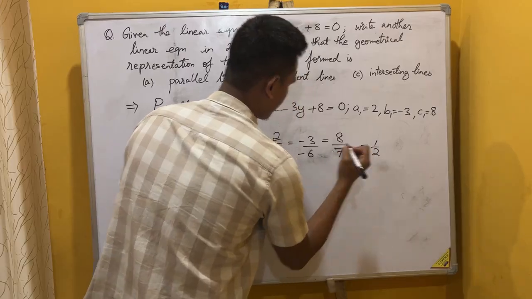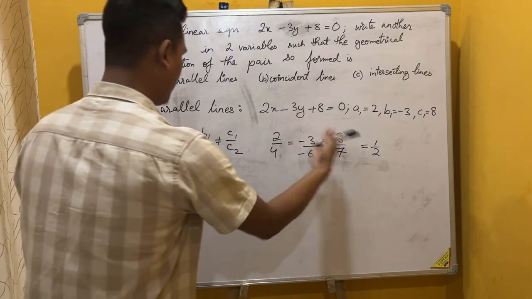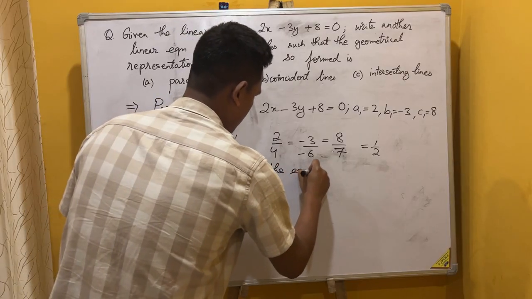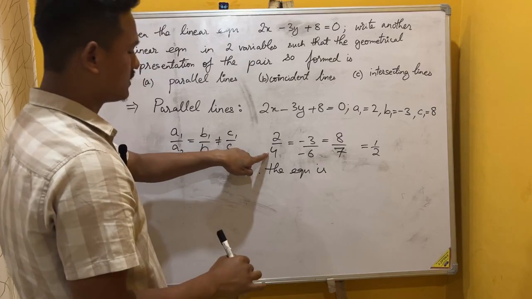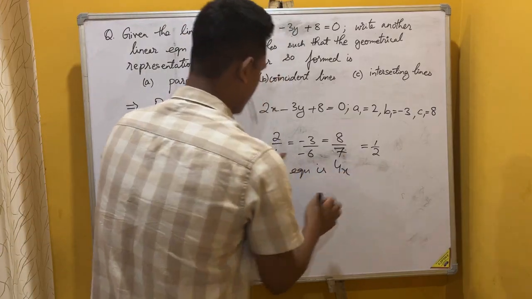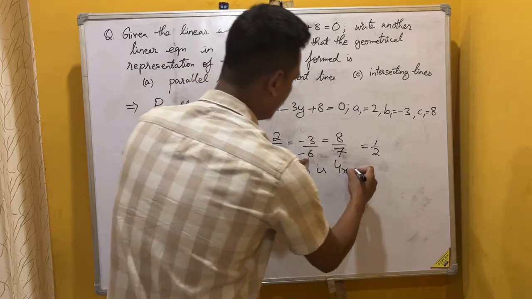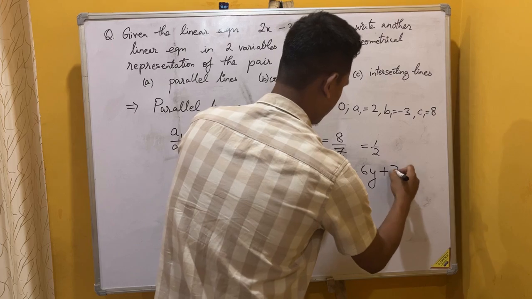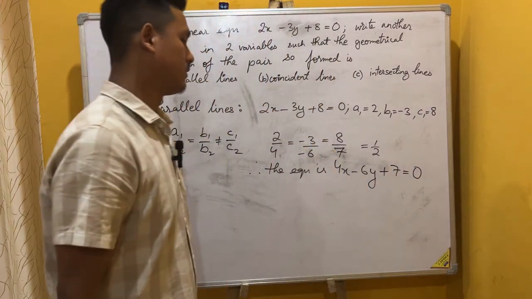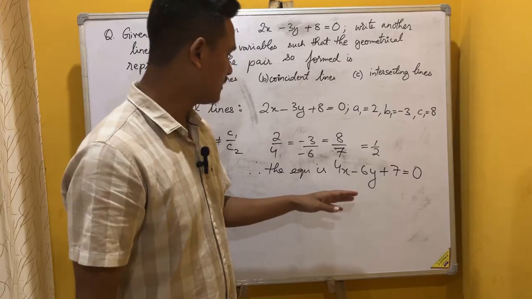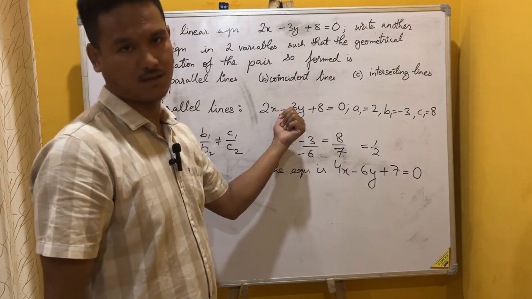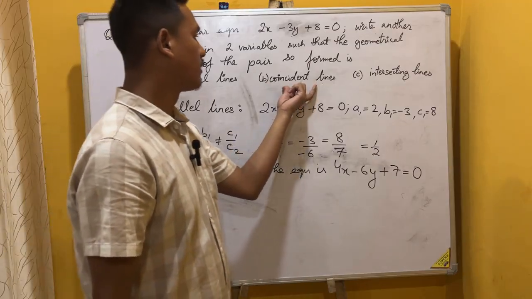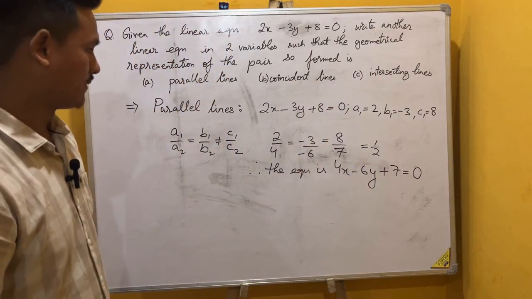I will write it 7. So our equation becomes, therefore, the equation is: this is A2, similarly, this is our B2, and this is C2. So this is the equation of the line which is parallel to this line. I hope you understood. So we will find two more for coincident and intersecting lines.